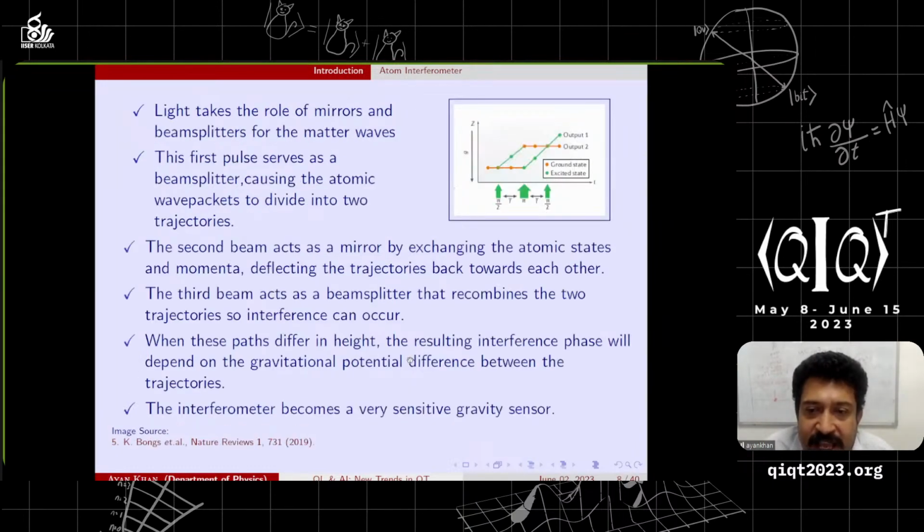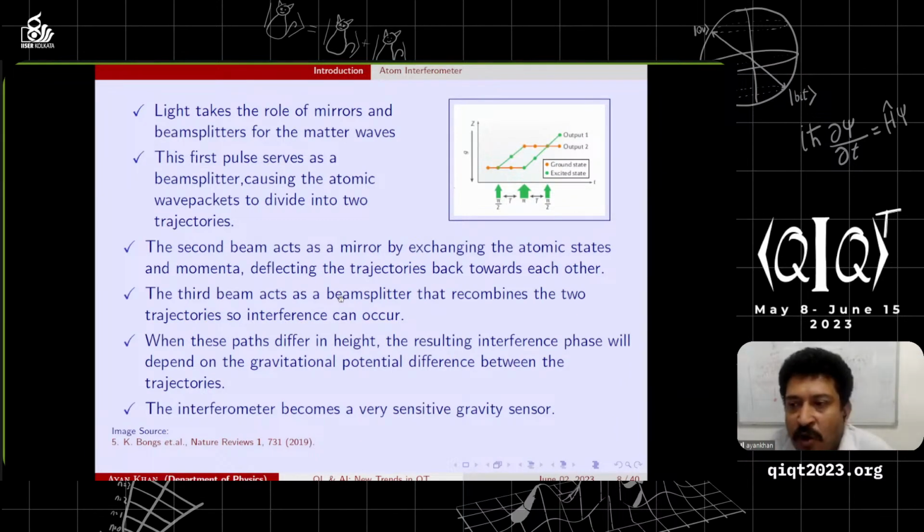These beam splitters and mirrors are actually replaced by laser pulses. Say the pi pulse is considered analogous to a mirror and the pi by 2 pulse is analogous to a beam splitter. The first pulse serves as a beam splitter. So I have a wave packet and it splits that wave packet in 2 parts. Then the second pulse serves as a mirror, so it gets reflected, and the third pulse again acts as a beam splitter that recombines the 2 trajectories so the interference can occur.